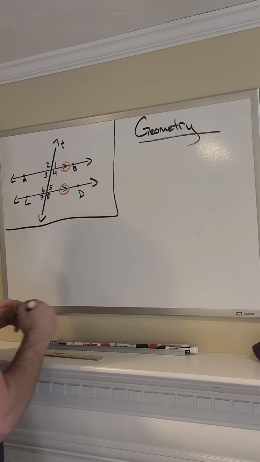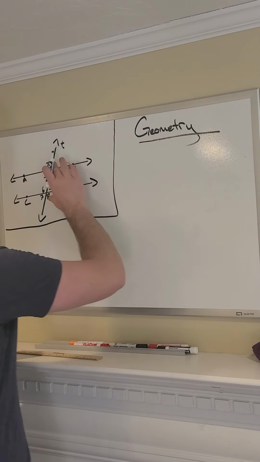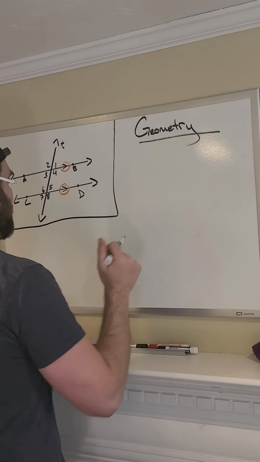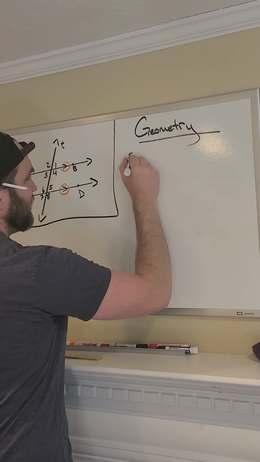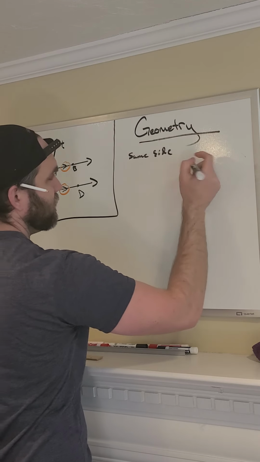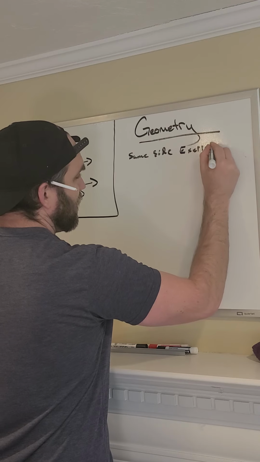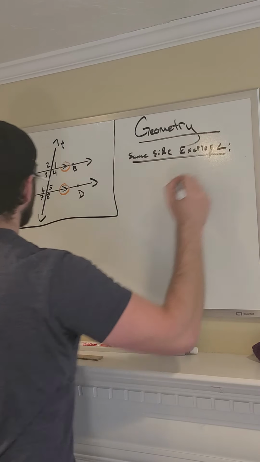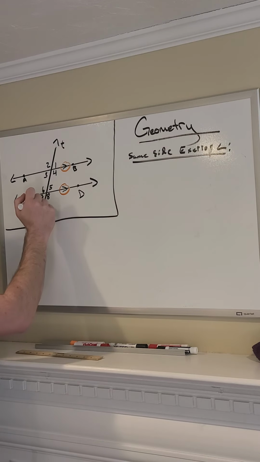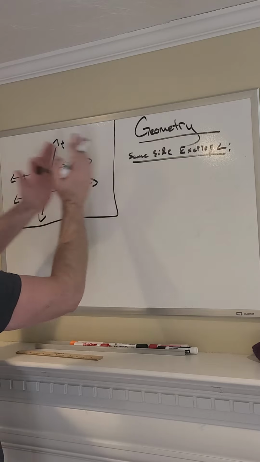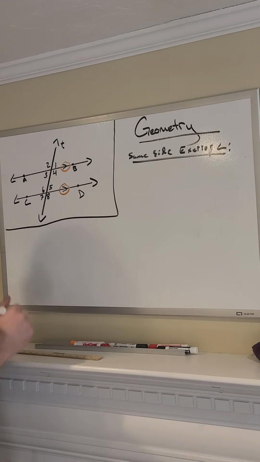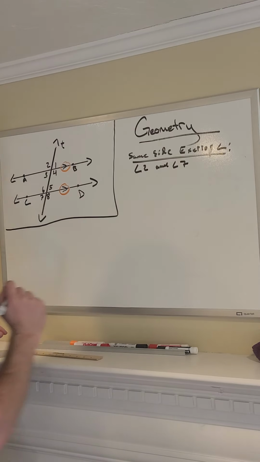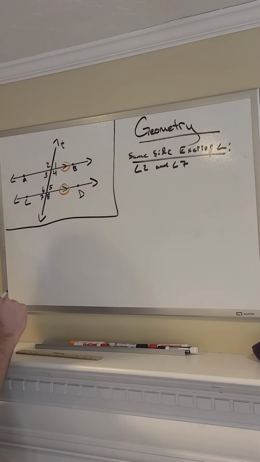I'm going to explain how these interior and exterior angles relate to one another. Let's start with same side exterior angles. These are on the same side of the transversal, either the left side or the right side, and on the outside. So angle 2 and angle 7 are always going to be supplementary.